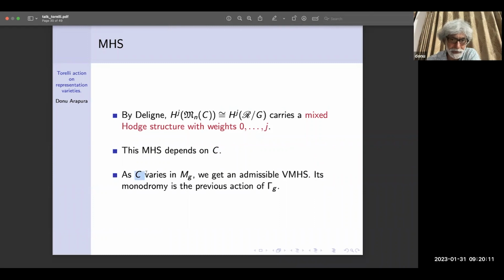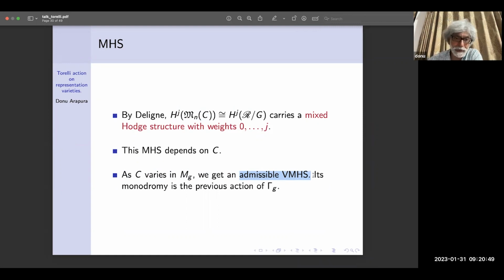So yeah, this is a little bit vague, but I hope you get what I'm saying. If I let C vary in the moduli space of curves, the cohomology on top will move, and in a precise sense, it'll give you an admissible variation of mixed Hodge structure, in the sense of Steenbrink, Zucker, and Kashiwara. If you don't know what admissible means, it just means it's a really nice variation of mixed Hodge structures.